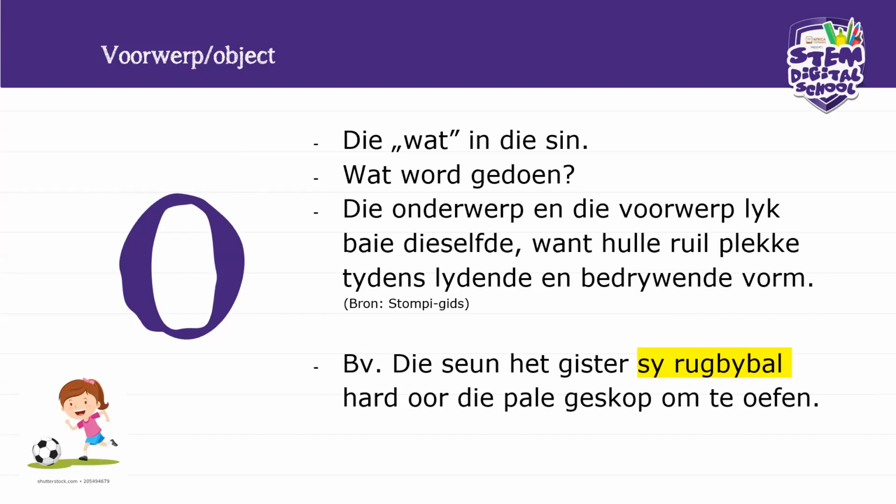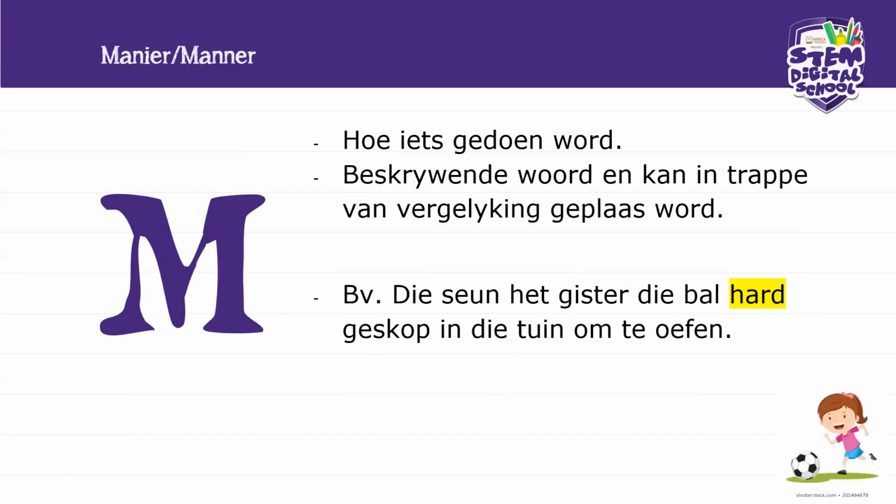Okay, then we go on to the next one, which would be the M in Stompie. So that would be the way in which something is done, hoe iets gedoen word. It's usually a beskrywende woord, in other words, a descriptive word, and it can be divided in trappe van vergelyking, degrees of comparison. So, when I look at the sentence, die seun would be my subject, het would be verb 1, gister would be time, die bal, it should actually be the rugby ball. The bal would be the actual object, and then hard would be the manner in which something is done.